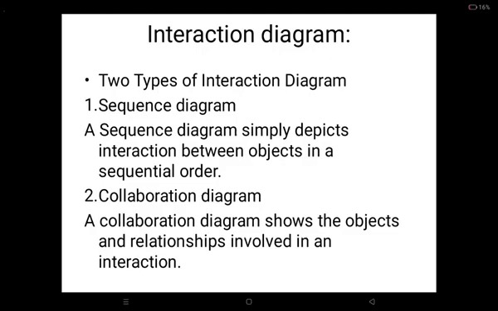Now we are going to see the difference between sequence diagram and collaboration diagram. In a sequence diagram, it simply shows the interaction between objects in a sequential order. The collaboration diagram shows the objects and their relationships involved in an interaction. This is the difference: sequence diagram, the interaction between objects in sequential order; collaboration diagram, objects and their relationships involved in the interaction.